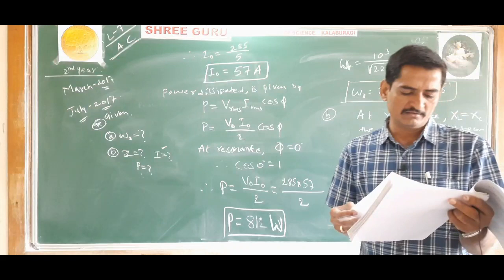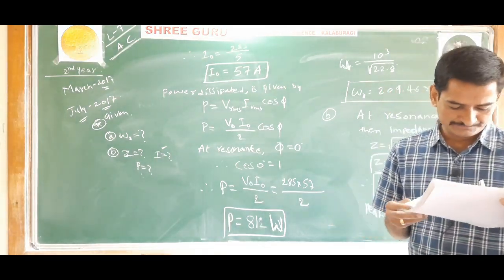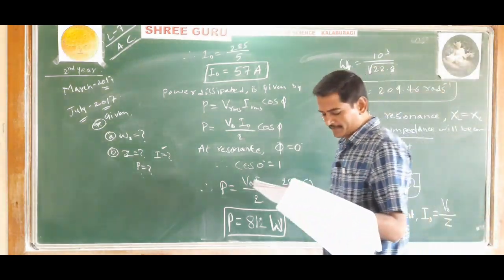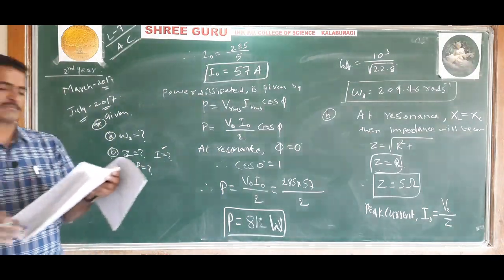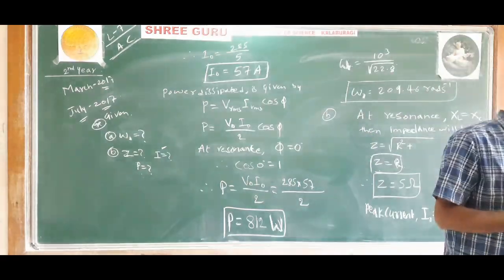Next one is more numerical. Numerical we have already calculated. July 2016, 3 marks question. With a diagram, explain the working of a transformer, for 3 marks. And next another one is numerical. Numerical we have already solved.